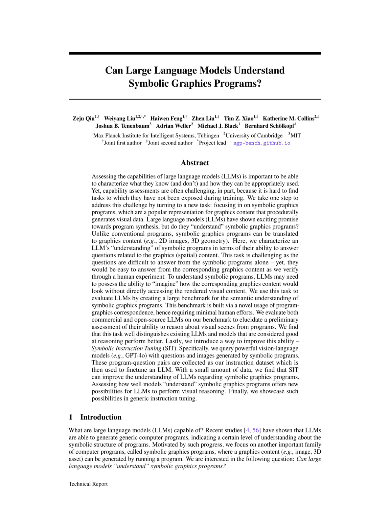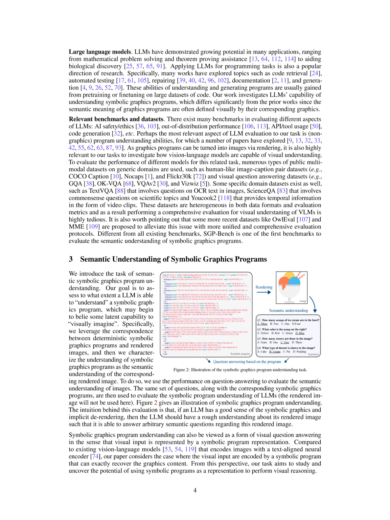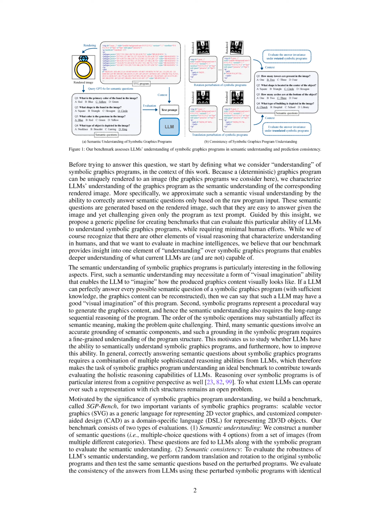This discrepancy suggests that LLMs process symbolic graphics programs differently than humans interpret images, highlighting a gap in their semantic understanding capabilities. Furthermore, while proprietary models like GPT-4 outperformed open-source counterparts, the overall performance gains aligned with the scaling law, indicating that larger models tend to have better semantic understanding. These insights underscore the need for further exploration into the reasoning mechanisms of LLMs and the development of improved training methods to enhance their understanding of symbolic graphics programs.